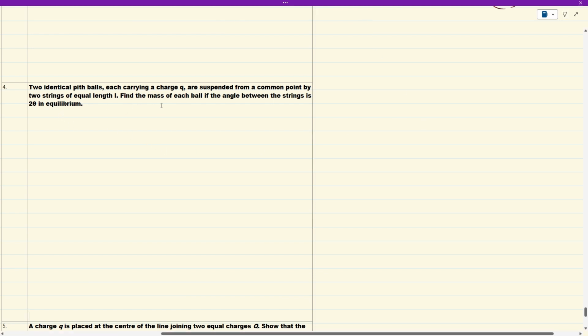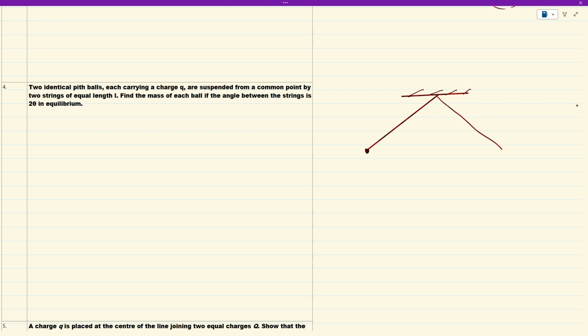Two identical pith balls, each carrying charge Q, suspended from a common point by two equal strings. Just like the previous sum, I have shown you in the diagram before. The same diagram we can take here also. So they are separated from each other by what? By the repelling force. The repelling force will act this manner. Here also the repelling force acts this manner. This is the vertical line we have taken. The tension of the cord will act this manner.